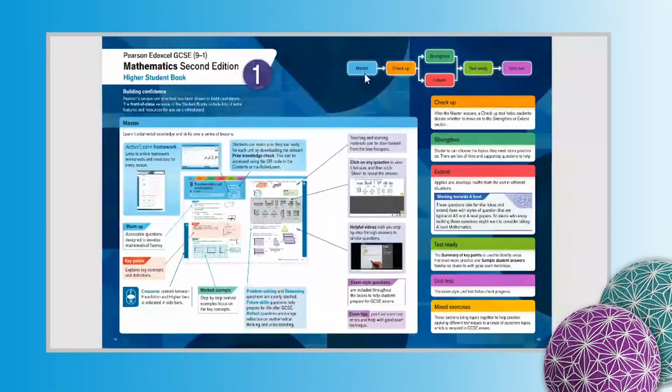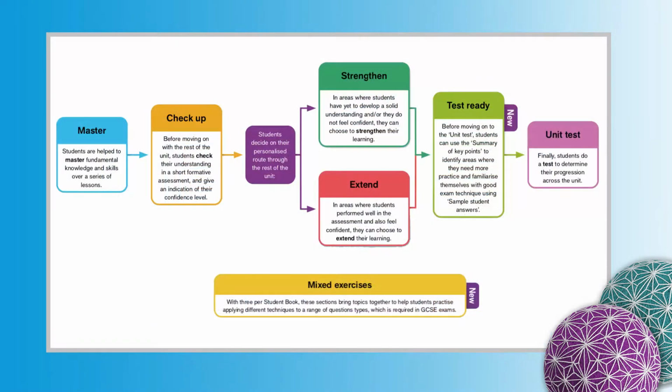Pearson's Key Stage 3 and GCSE resources have a unique unit structure. A series of master lessons teach the fundamental knowledge and skills. After master lessons, students take a quick informal check-up test to check how they're doing and decide which topics they need to strengthen or extend. The strengthen lessons are designed to give students extra practice and support for areas where they are less confident. Students who feel confident with the topics move on to extend, which gives them an opportunity to apply and develop the maths they learnt in the unit in different situations.